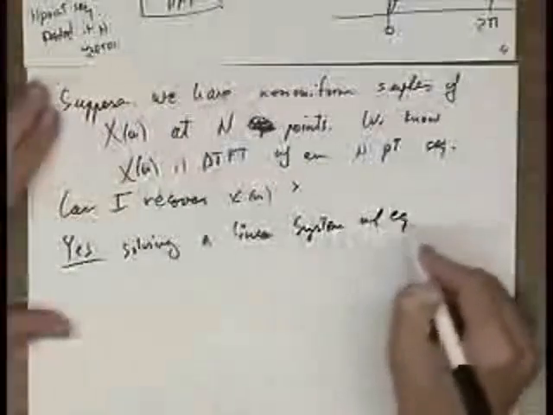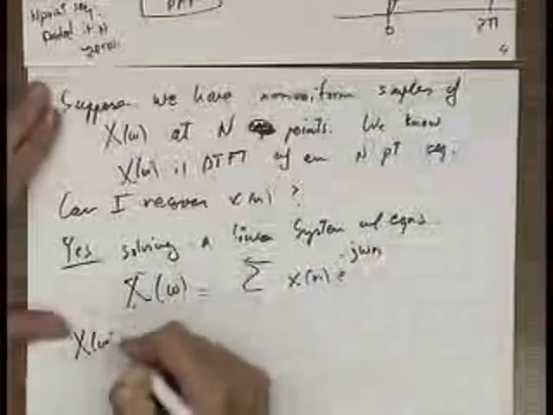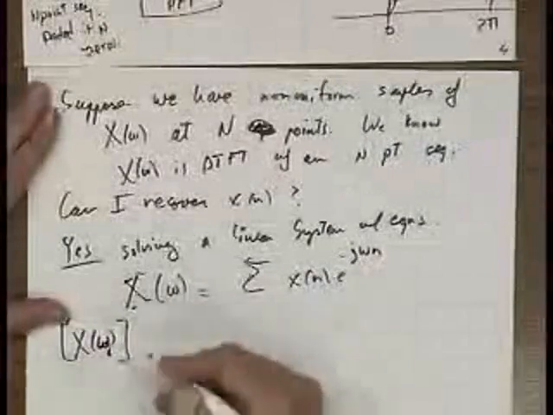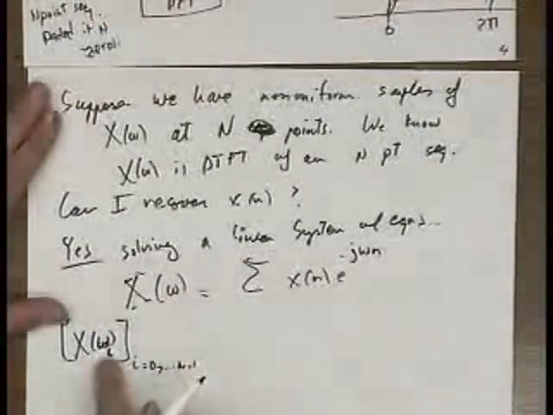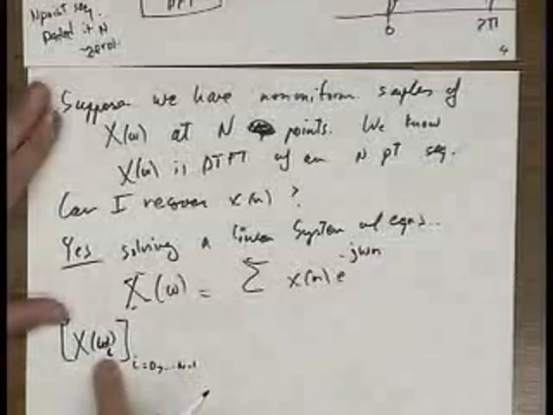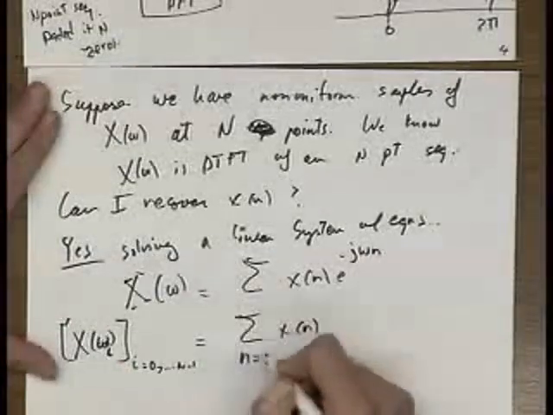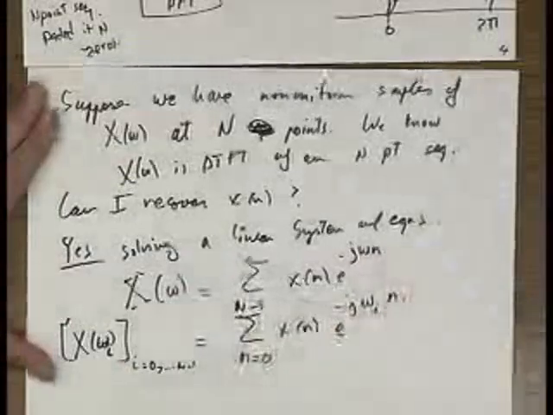And how can we come up with this linear system of equations? You just go back to the definition of X of omega. X of omega is the summation of x of n e to the minus j omega n. And I know X of omega sub i for i ranging from 0 all the way to n minus 1. So these are the non-uniform frequency samples for which I know X of omega. Then they're equal to the summation from n equals 0 to n minus 1 of x of n e to the minus j omega sub i times n.